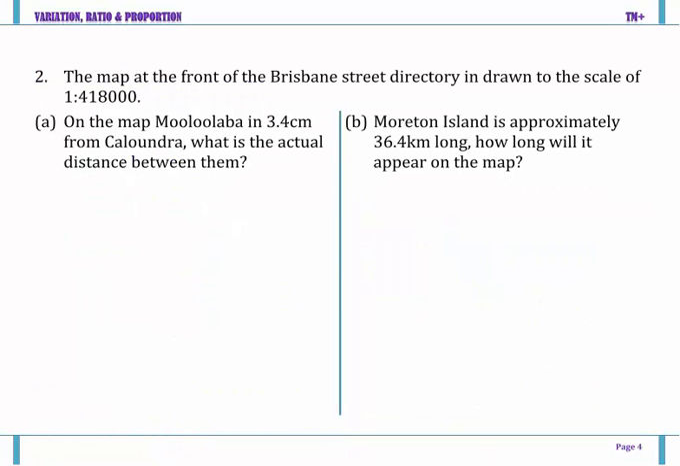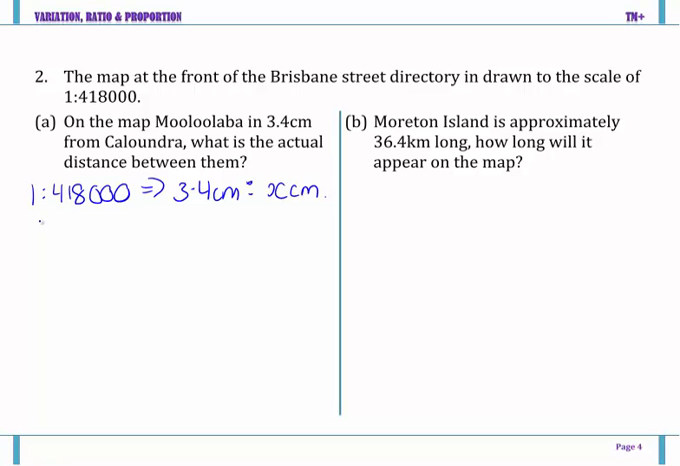So let's look at another example. The map at the front of Brisbane Street Directory is drawn at the scale of 1 is to 418,000. On the map, Mooloolaba is 3.4 centimetres from Caloundra. What is the actual distance between them? Again, set up the question. So 1 is to 418,000. And I want to know what the 3.4 centimetres is. Okay, so I don't know what that's going to be.